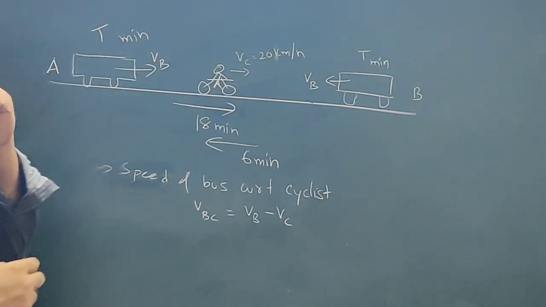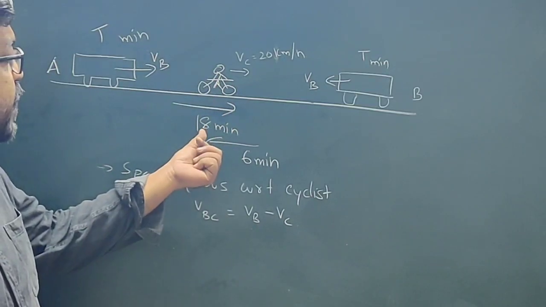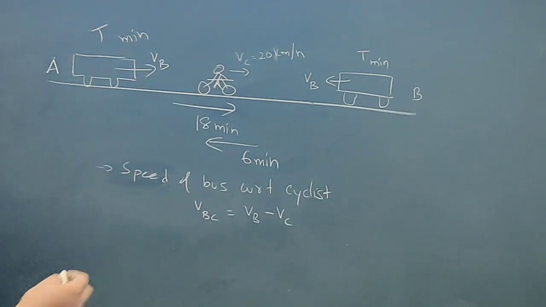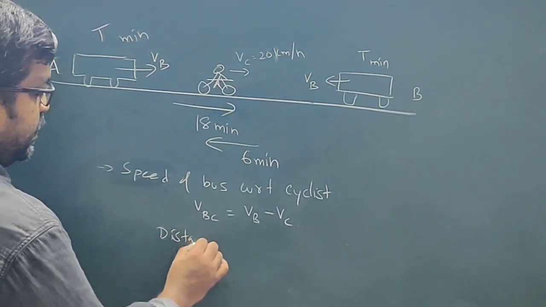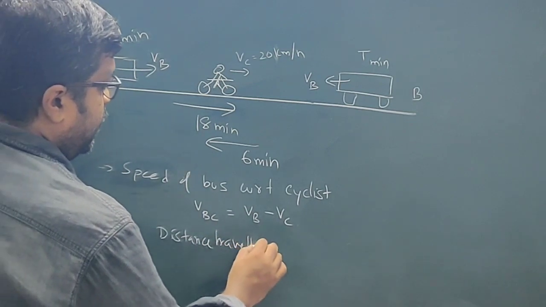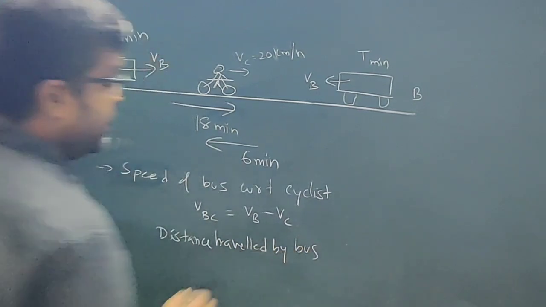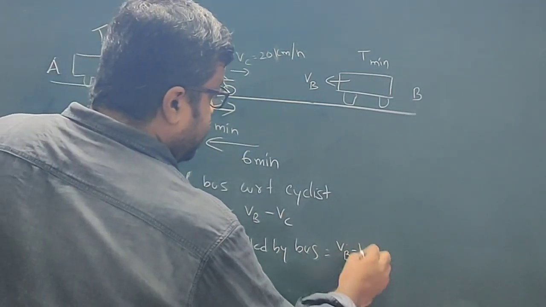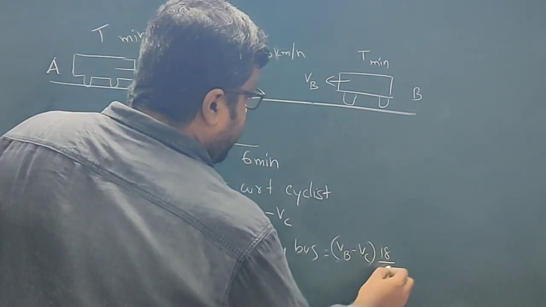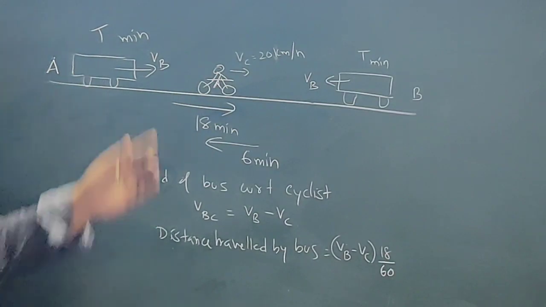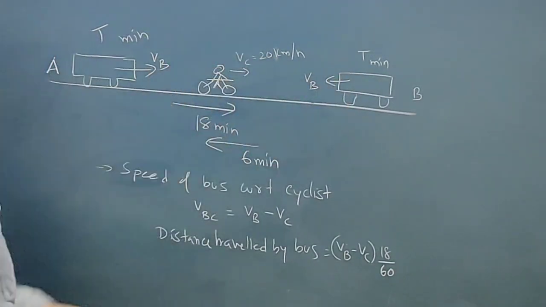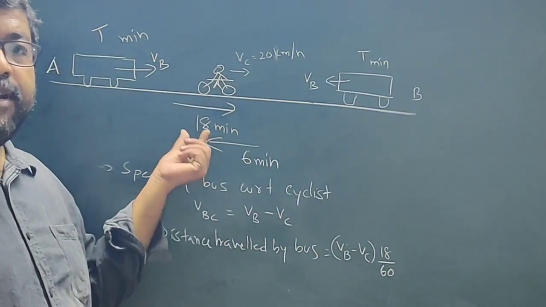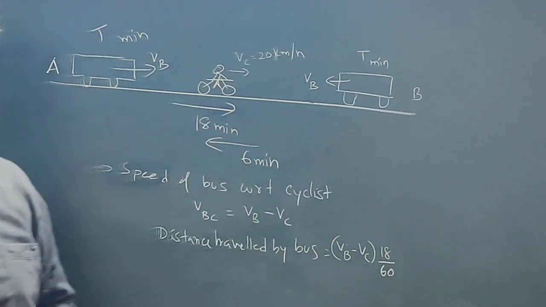Now see, it is given that in the same direction, every 18 minutes the bus is crossing the cyclist. So that means the distance travelled by the bus will be speed into time, that is equal to VB minus VC times 18 by 60. We have taken the speeds VB and VC in kilometer per hour, so the 18 minutes is converted into hours. So 18 by 60.